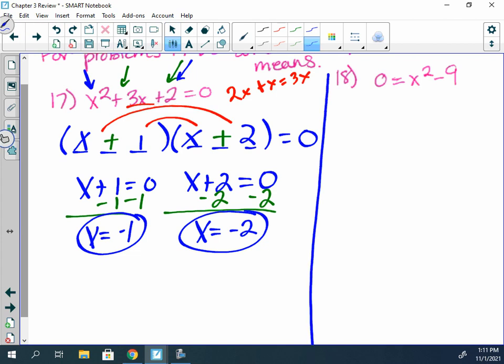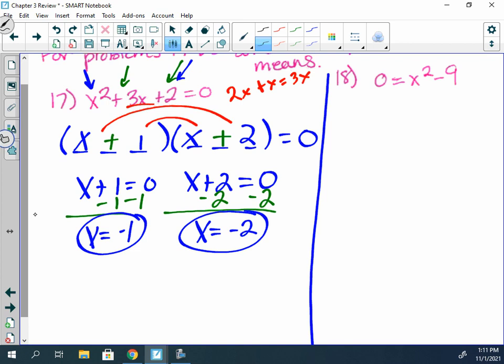Oh, can we do 18 equals that? Yeah, we'll do it. X squared minus 9 equals 0. Now again, since it says any method, we could graph it. If we're able to graph it and it gives us two values of x which make y equal 0, those are our two solutions and we're done.